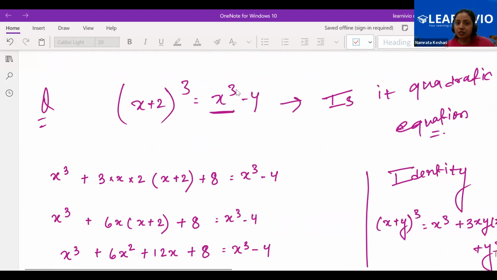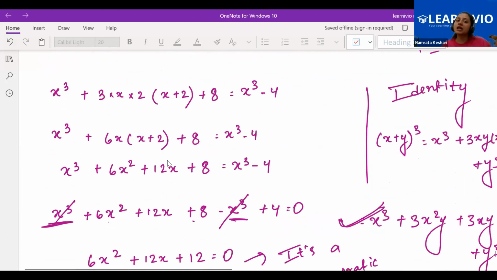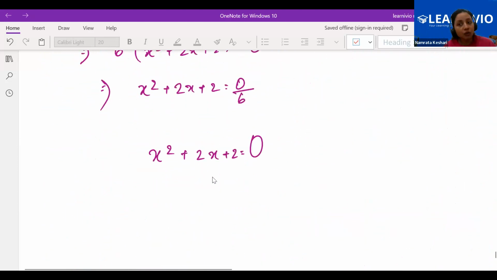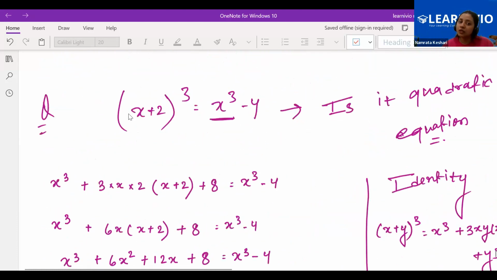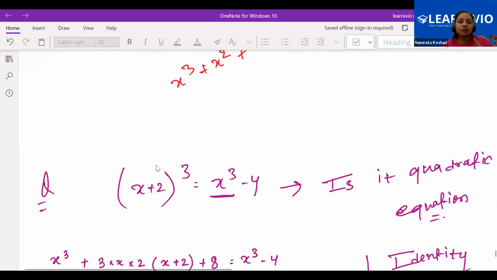At first, a cube term was there and it felt like it's a cubic equation. But once we started solving, we ended up with a quadratic equation. So just by looking at the equation, it will not be fair enough to decide whether the given equation is quadratic or not. If possible, go and do the simplification, then only you can make the conclusion.